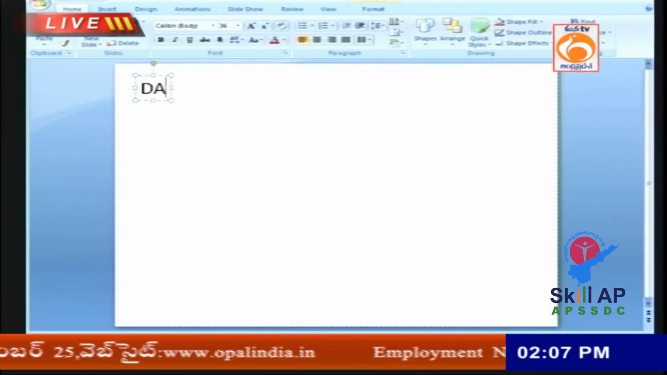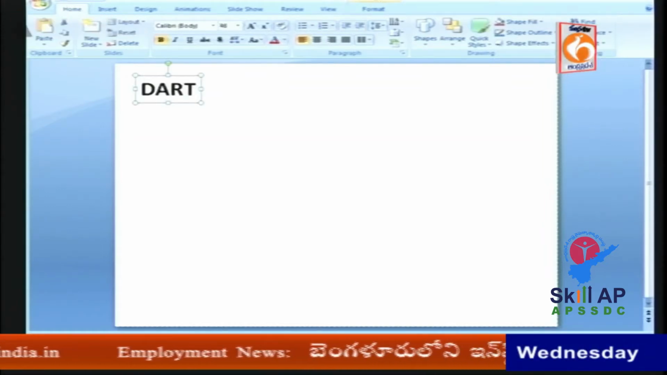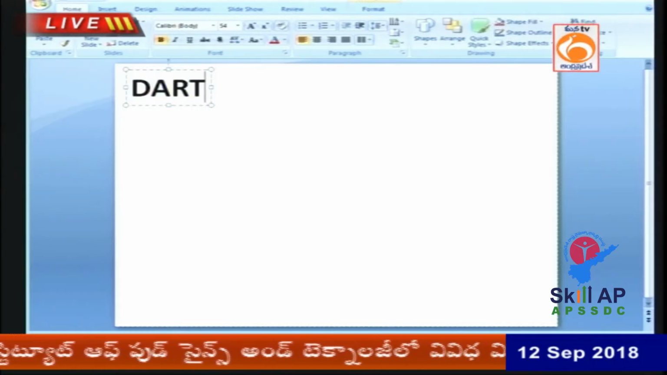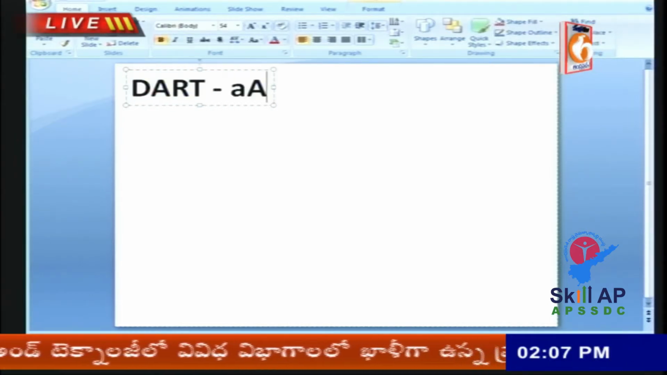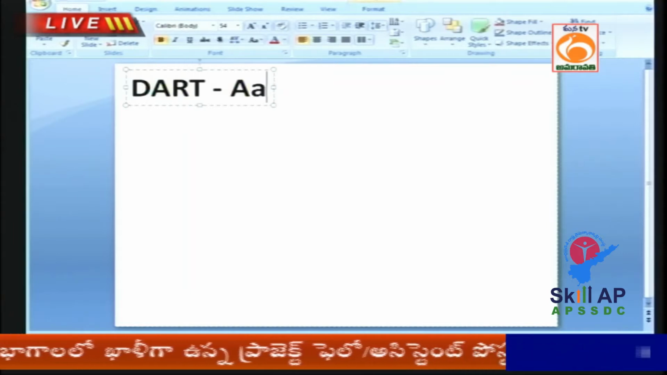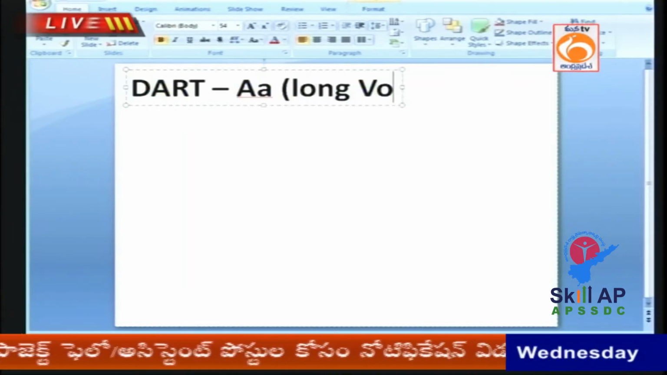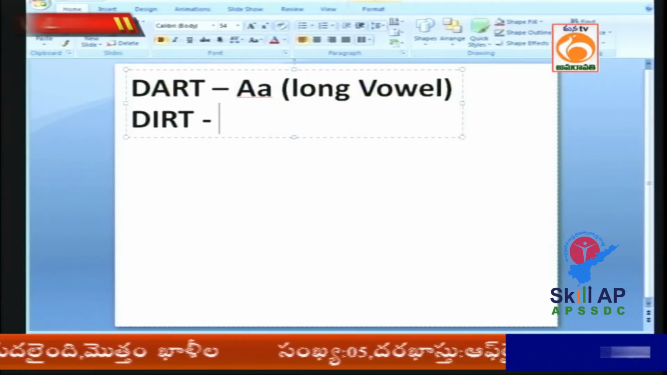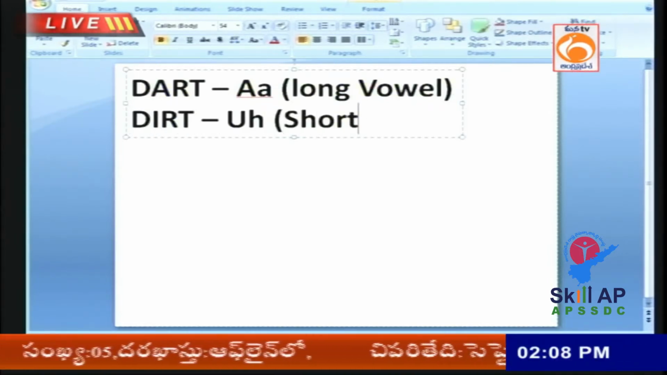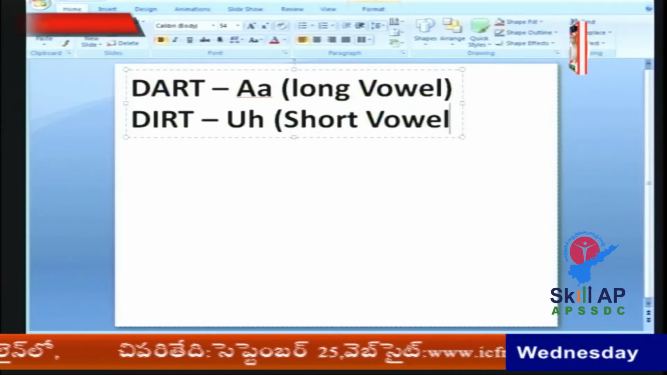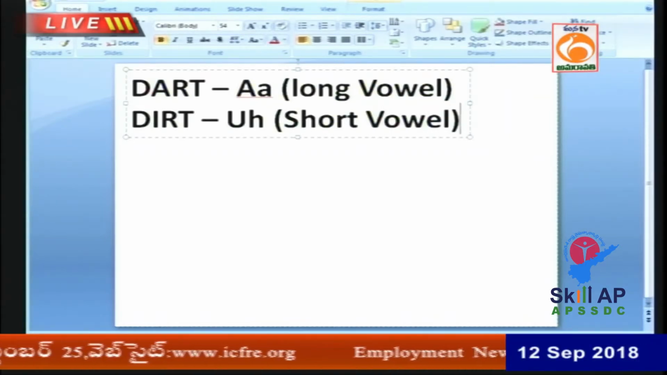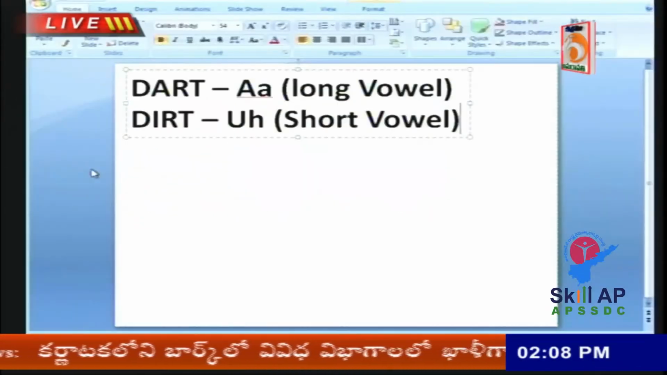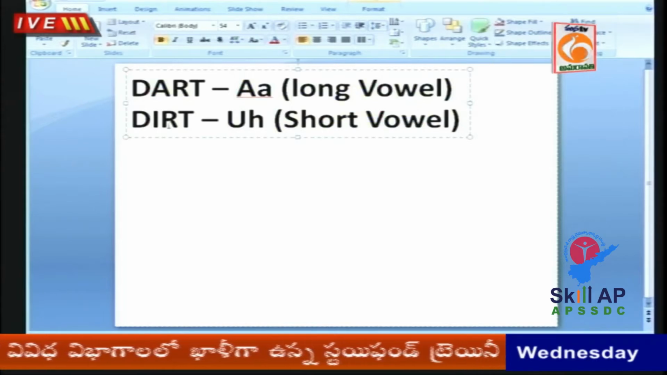Okay, I have a word which is dart. Dart means like an arrow. Now dart has the long vowel sound. The next word is dirt. This has the short vowel sound. For example, this is one sound and this is another. That's the difference. So we have dart and dirt.